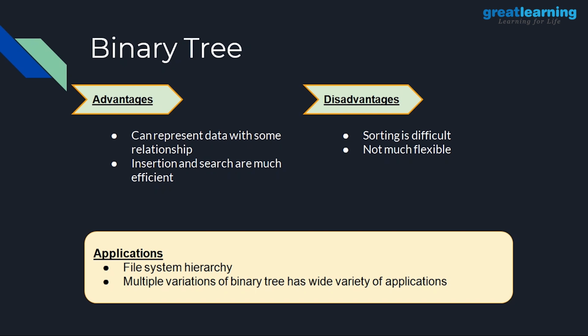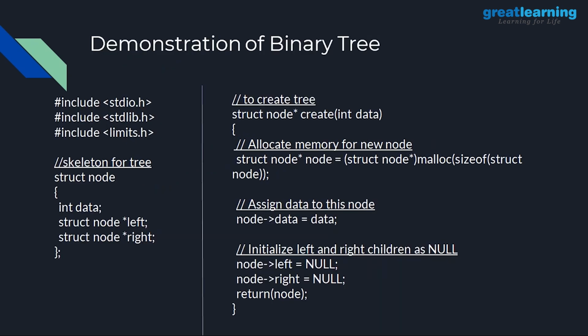What are its applications? There are multiple variations of the binary tree, like we have BST, we have AVL tree, we have red-black tree. All those are variations of binary tree, right? What are the other applications? File system hierarchy is another application which uses the same structure. Okay, now let's see its demonstration.